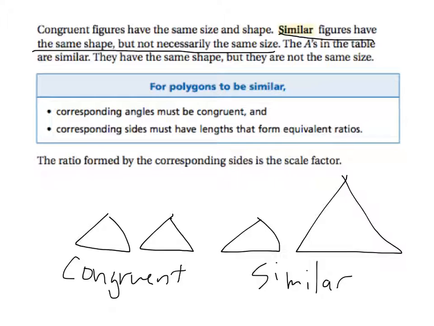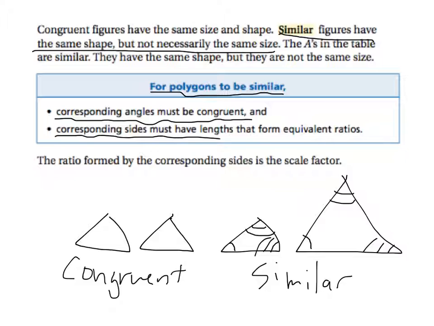So, for polygons to be similar, you should write this down. First of all, corresponding angles must be congruent, meaning that this angle must be the same as this angle. These must be the same as these. And this one needs to be the same as this one. And then corresponding sides must have lengths that form equivalent ratios. Equivalent ratios means that 2 to 4 and 4 to 6 is an equivalent ratio. Okay?